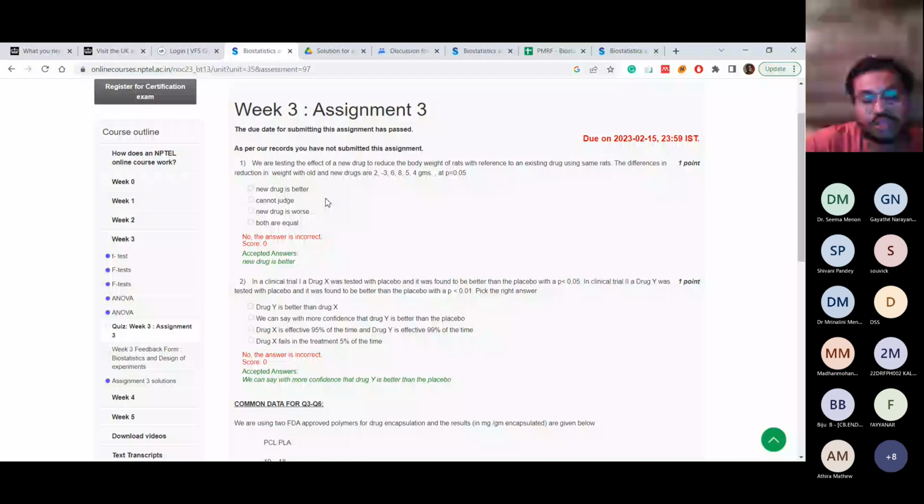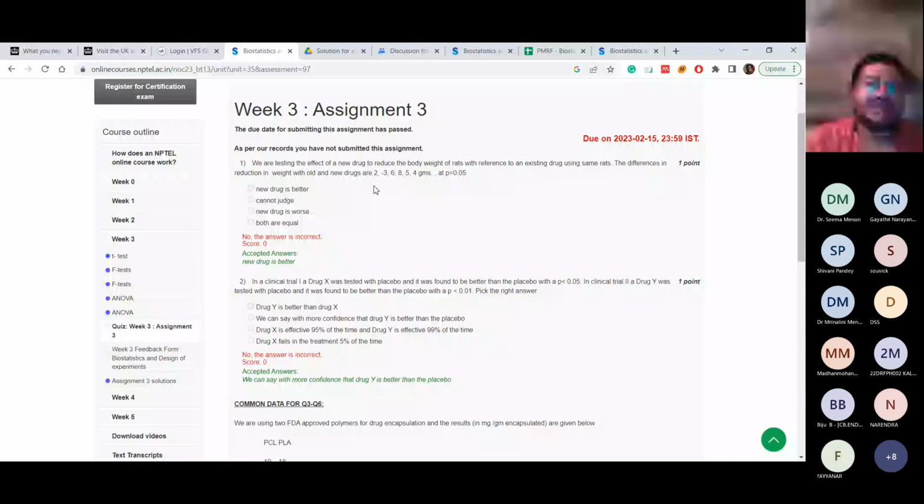That's why I think they have written this, but due to the wording here, as you pointed out, this difference seems to be the old drug minus the new drug, in which case this should not be the answer, right? It should be that the new drug is worse, even with the one-tail test. I'll talk to the instructor, yeah.